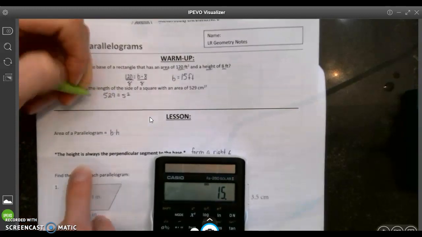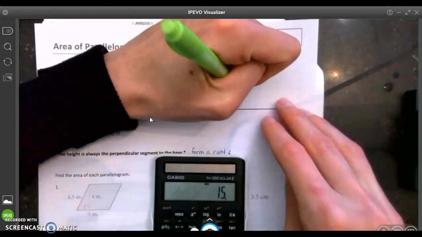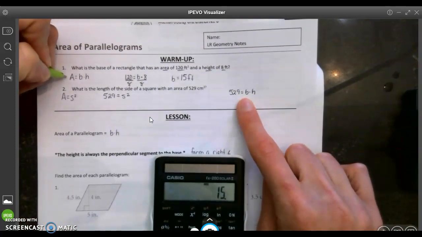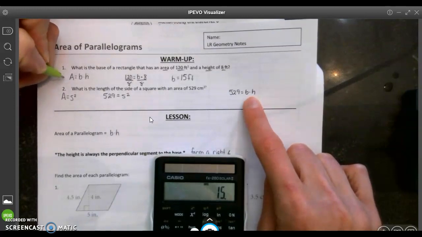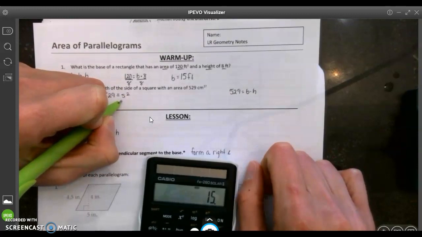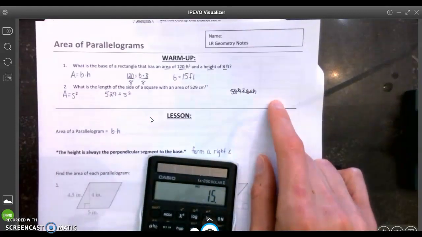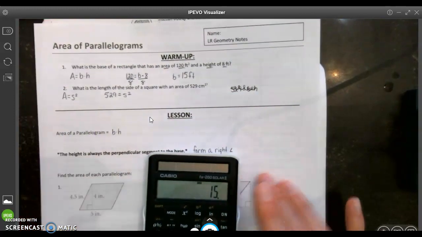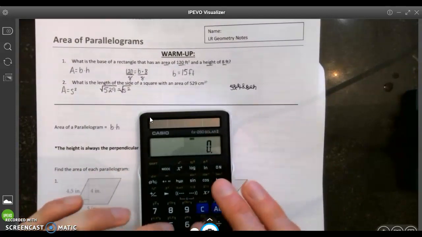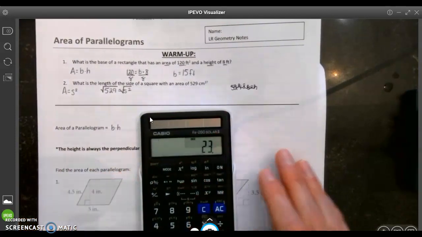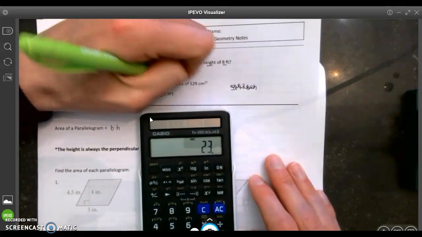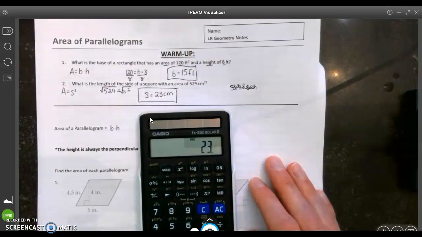If I put in 529 equals base times height, I can't solve that. If I use this formula, which also usually works for a square, I can't solve that because I have 2 variables in my equation. I only want 1 variable, that s, so this isn't going to work for me. But if I have 529 equals side squared, I can square root both sides. And so if I take the square root of 529, I know the side of the square is 23 centimeters. Here's my answer for 1, and there's my answer for 2.